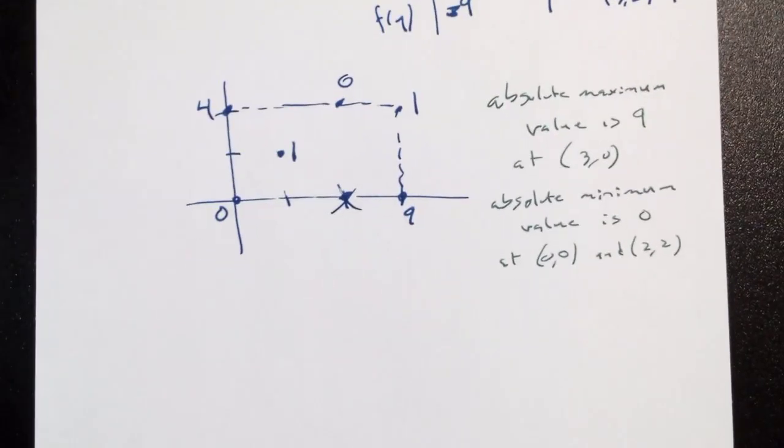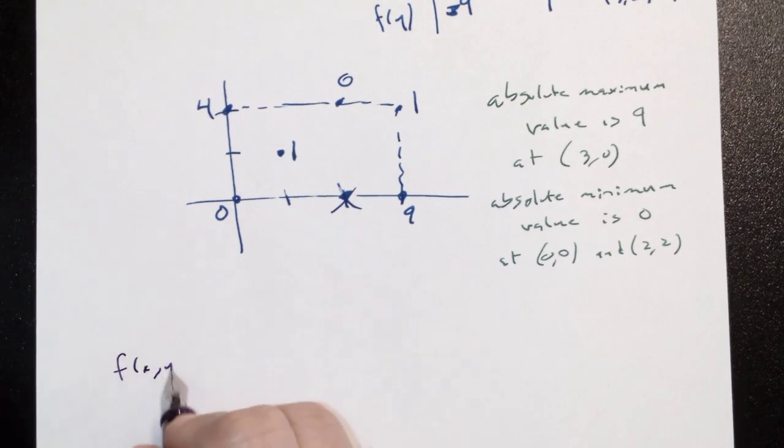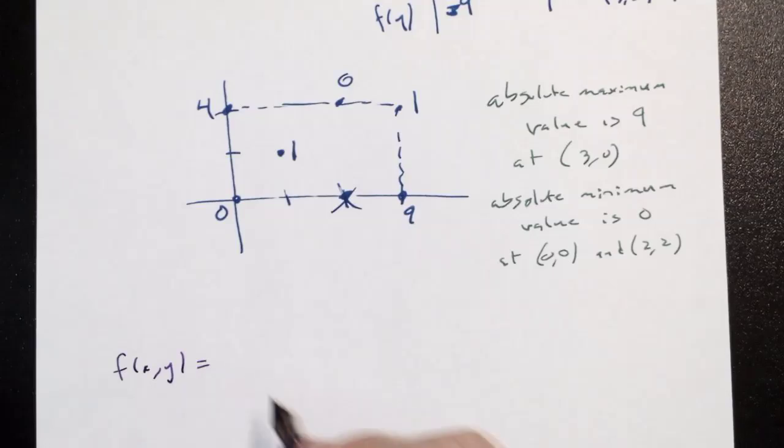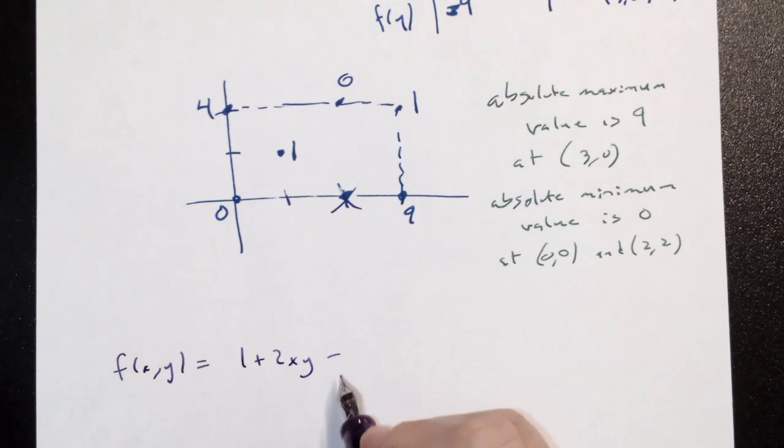But here, I wrote it down. Where's the example? This one. f(x, y) equals 1 plus 2xy minus x squared minus y squared. Now, I'm just going to ask you for global, local, not global. I'm going to do this whole problem without a box. Well, let me take a look at what happens just in general for this one.